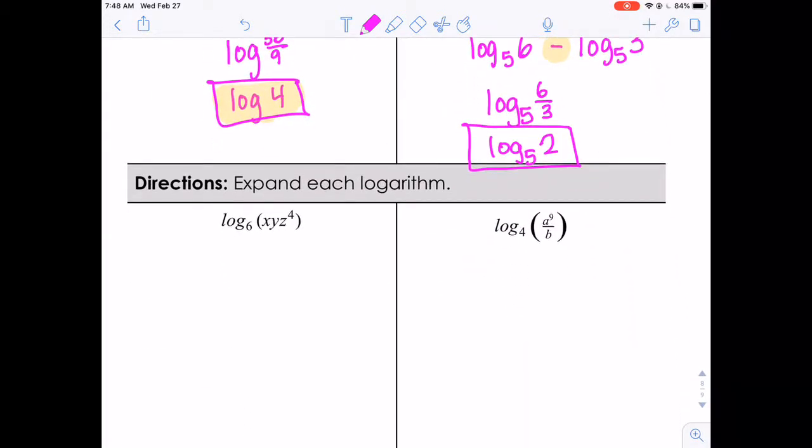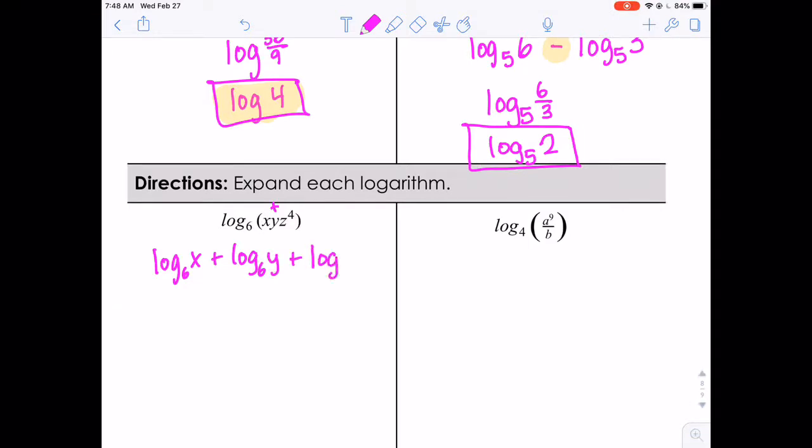If I'm going to expand, I'm doing the same thing. So I see that this is all multiply. That means that I'm going to be adding here. So I could say log base 6 of x plus log base 6 of y plus log base 6 of z to the 4th. And then that 4 needs to go out in front. So I could say 4 log base 6 of z. And I'm just going to copy the rest of this down. And that would be my final answer.